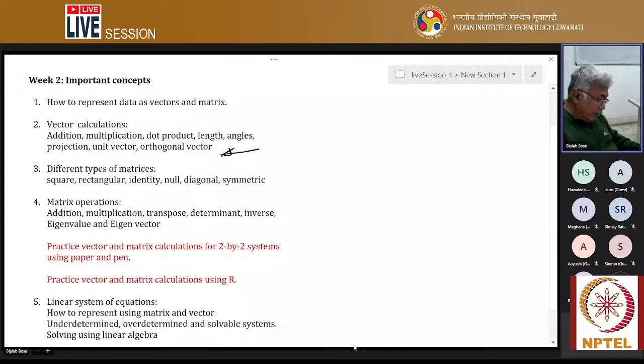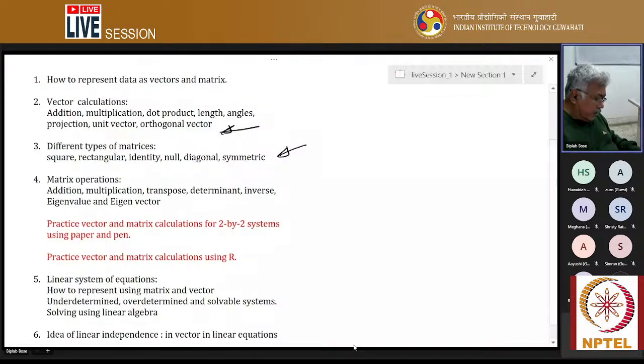Then different types of matrices: square, rectangular, identity, diagonal. These are very important for data transformation and other algorithms. As I said, almost all algorithms in machine learning are based upon linear algebra. Then some simple matrix operations: addition, multiplication, transpose, determinant, inverse.